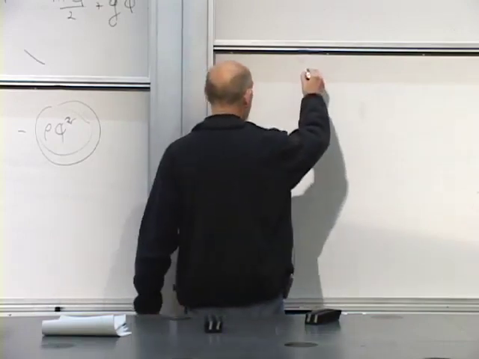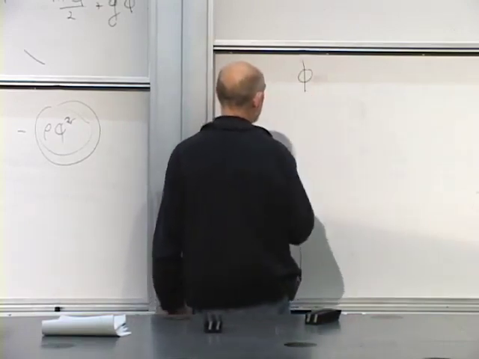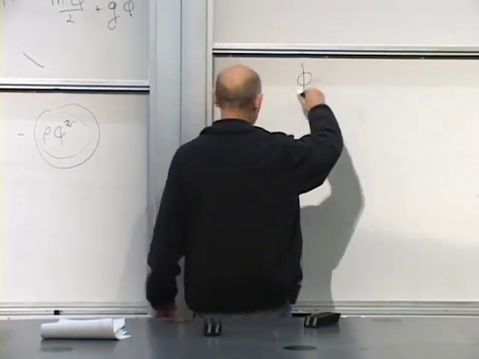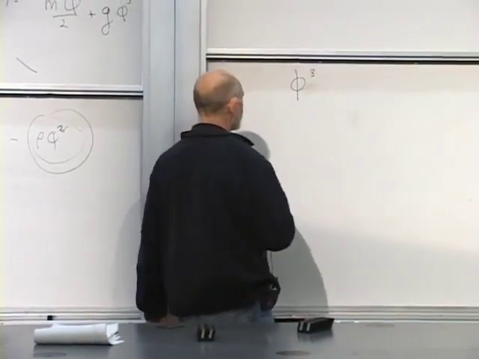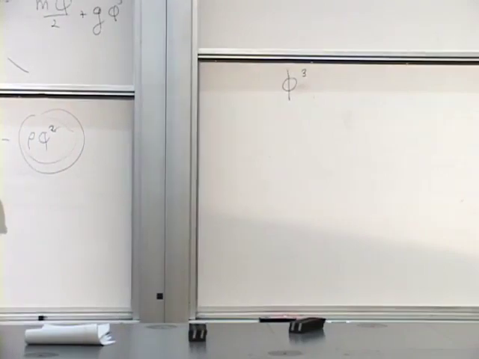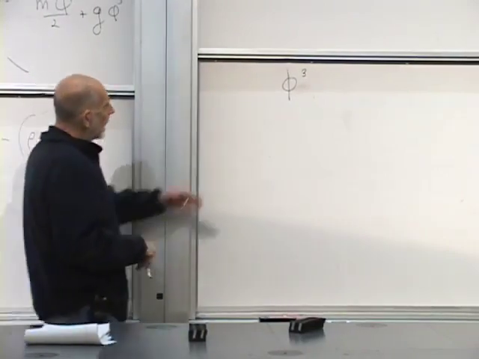Okay? So if you take a field, for example, and let's take a simple example, phi cubed. What does that represent when you think about it in terms of creation and annihilation operators?